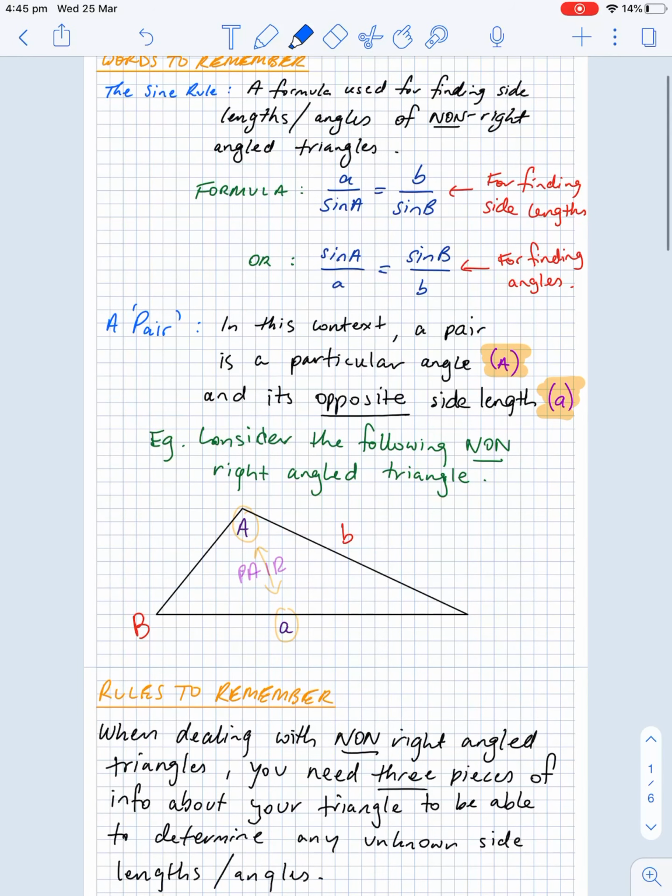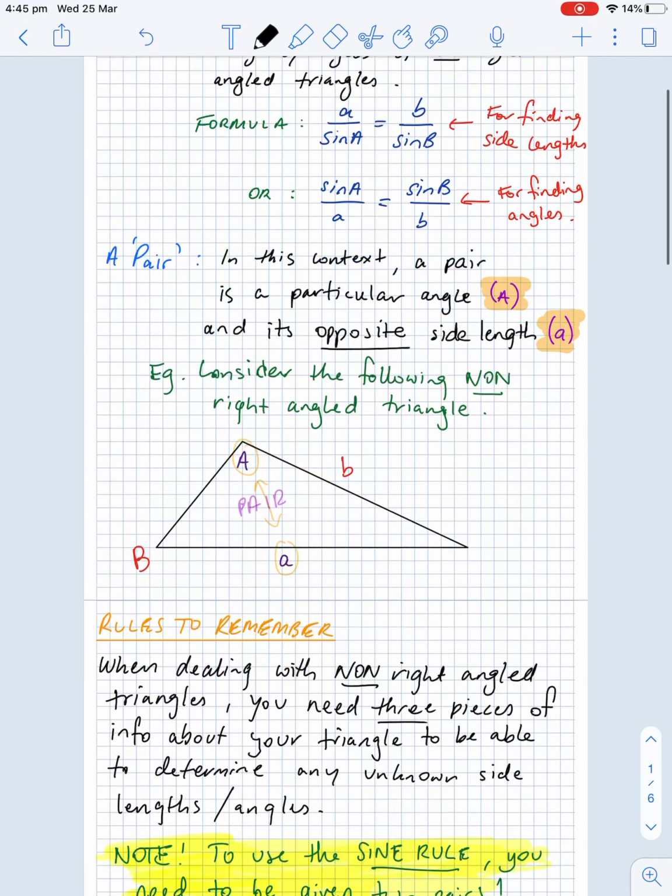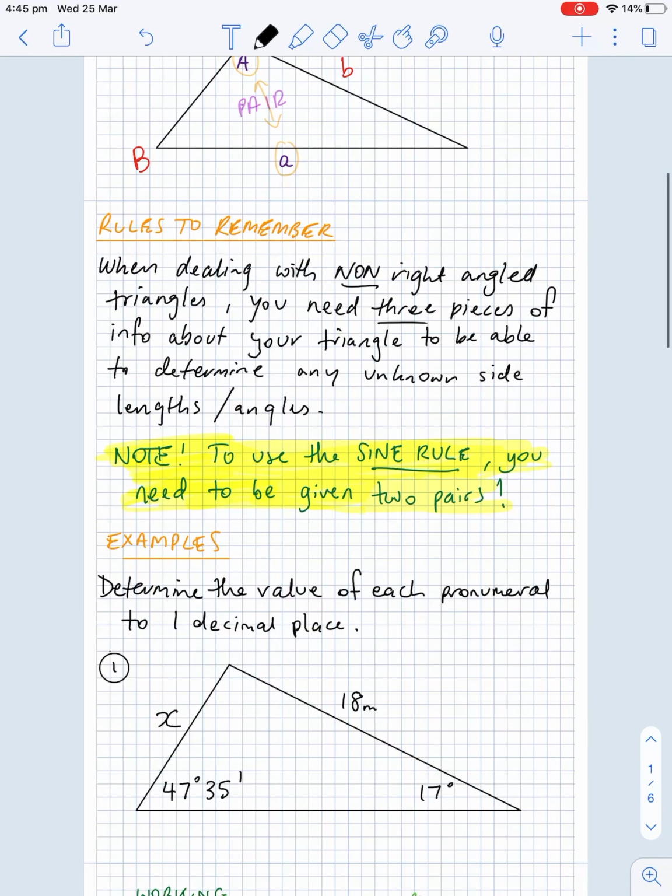For example, let's consider this triangle down here. Here we've got an angle and its opposite side. So this is our pair. We've also got another pair over here, this angle and its opposite side. So that's also a pair. You could even, if you wanted to, call this one C and tiny c, and that would be a pair as well. Okay, so moving on.